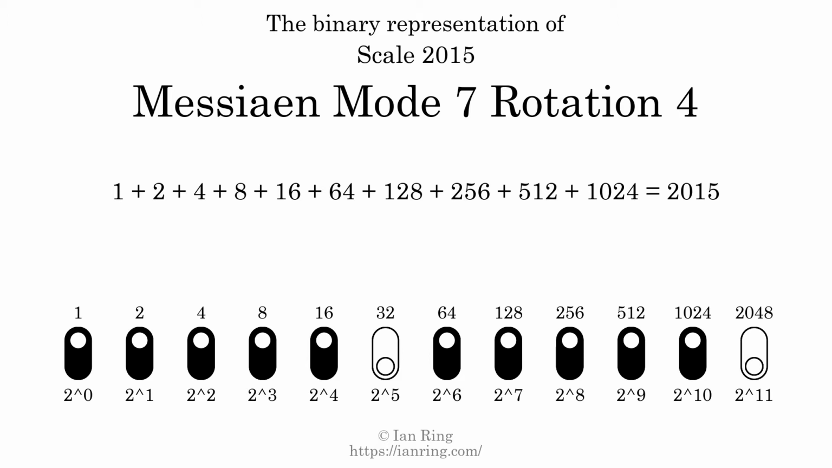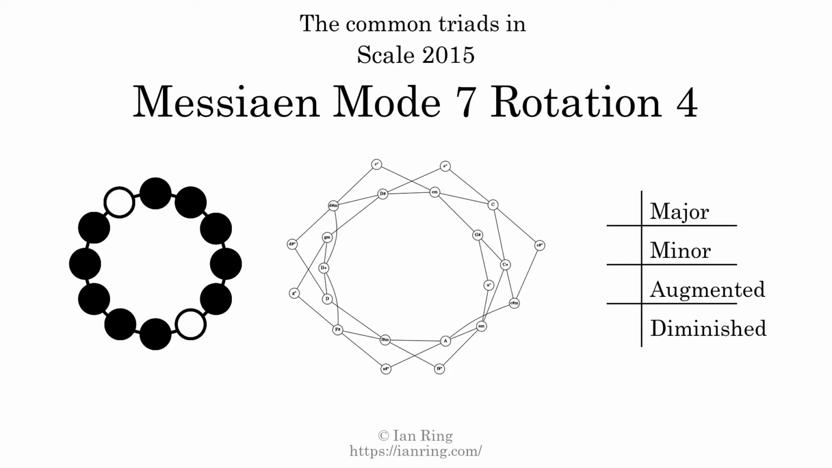The scale number not only enumerates the scale with a unique index, but it also literally describes the tonal content of the scale. Represented as a binary number in base 2, the scale number is 01111101111. Here are the common triads present in this scale.